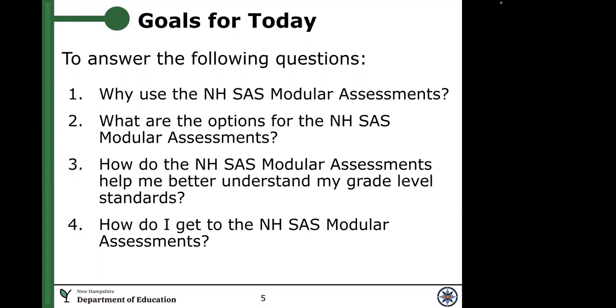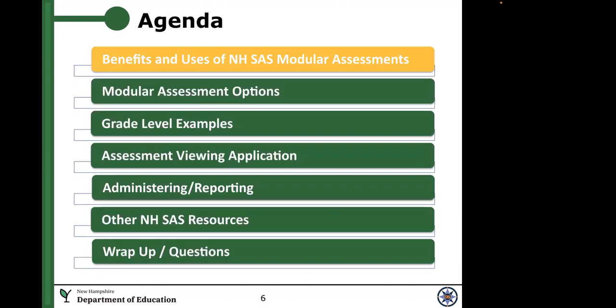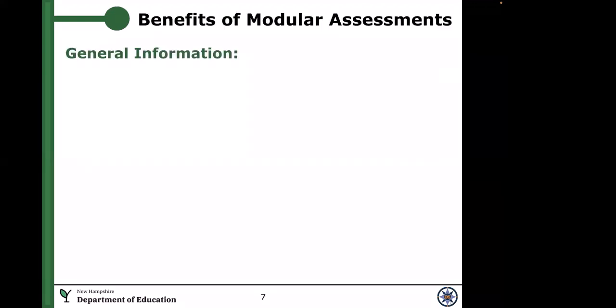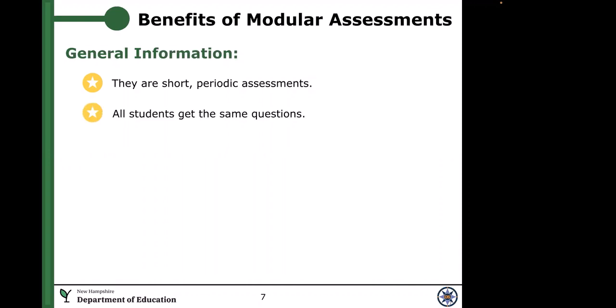So we'll get started. First things first, I want to talk about the benefits and uses of the assessments, just some general information about them. They are short periodic assessments. For math, they're anywhere between maybe 8 and up to 14 questions, mostly 12, and you can use them periodically. They're not as big as the New Hampshire SAS summative.